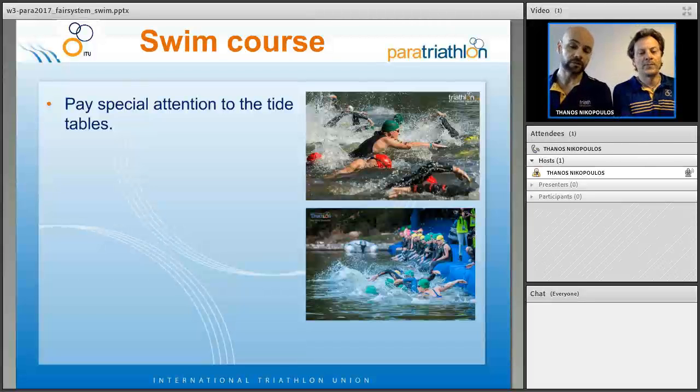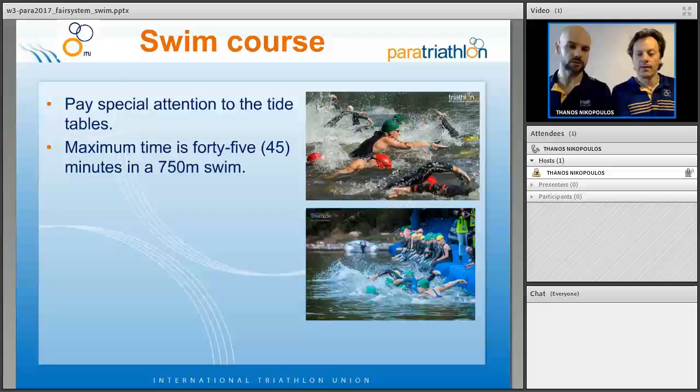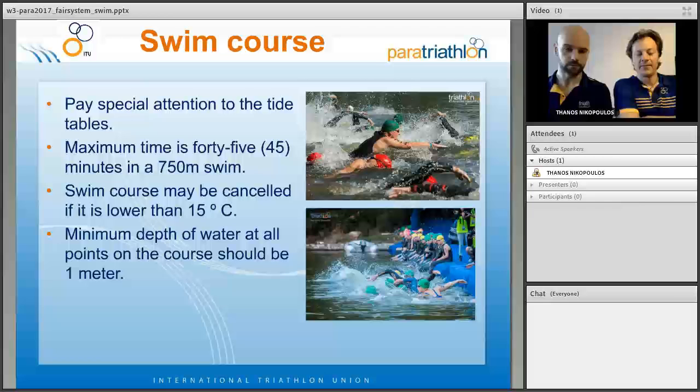Tides are affecting the paratriathletes a lot because some categories have minimum functionality inside the water, so we have to avoid having competitions during the times that the tide is quite strong. And there are certain time limits on how much time the athletes are allowed to stay inside the water.